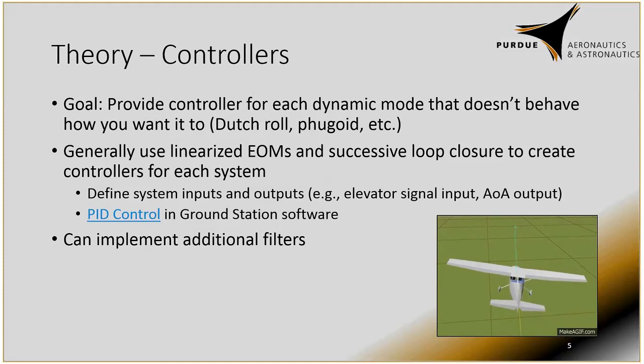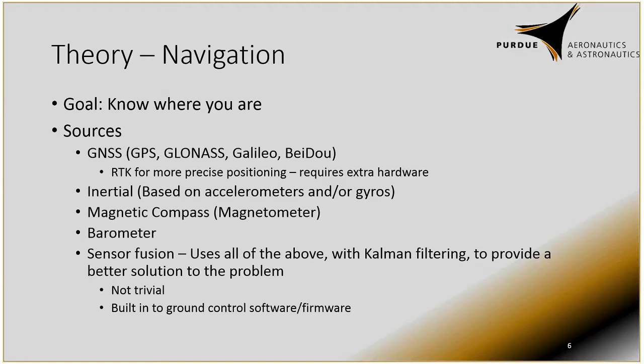So you use a linearized equation of motion, and once again, a successive loop closure to create a controller for each of those. So you're defining these system inputs and outputs, which can be single input, single output, or multiple input, multiple output. Once again, there are controls classes on aircraft dynamics that will get into a lot more than we'll ever get into here. Generally, PID control is used in those controllers to get them to work, and you can do filtering, saturation, all sorts of stuff to really get the behavior that you want out of the system.